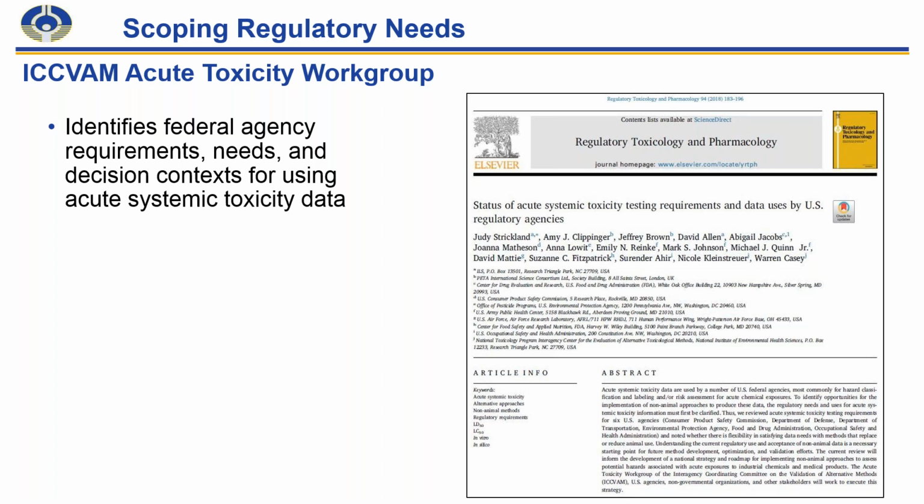So in this case, we have an acute toxicity working group, and one of the first things that work group did was to try and identify what are the different decision contexts and data needs and data uses and requirements across all these different U.S.